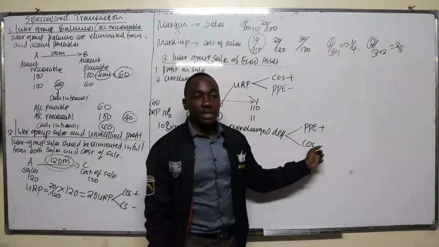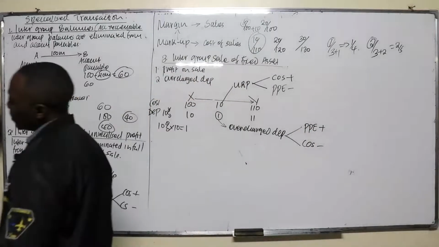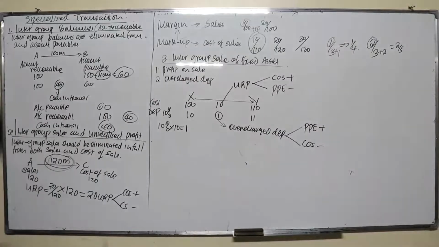I want to give you 3 minutes. This is all about consolidation. Are you together? In case you didn't understand anything here, I assure you, you will fail the entire class. And this is a mandatory question, must be tested. If you're able to get just these 3, the intergroup balances, intergroup sale and unrealized profit, and intergroup sale of fixed asset, you will be good to go. So let me give you a few minutes.